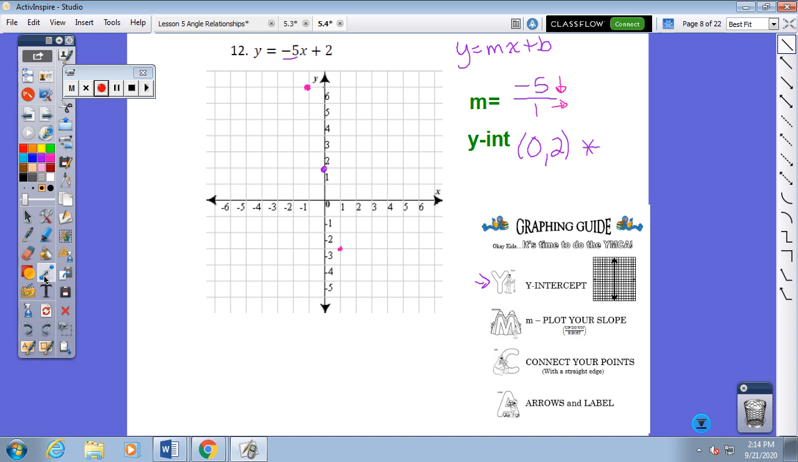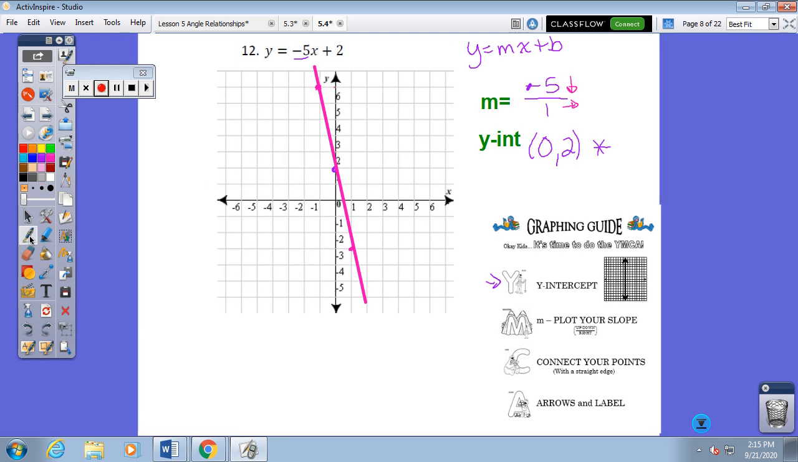So if I look at that, let me go ahead and connect. So I plotted, connect your points. I'm going to go ahead and connect my points and see what this looks like here. Now, remember, because this is a negative slope, this line should be negative. Last but not least, put my arrows on the ends. There we go. Okay, go ahead and pause and try the next one.